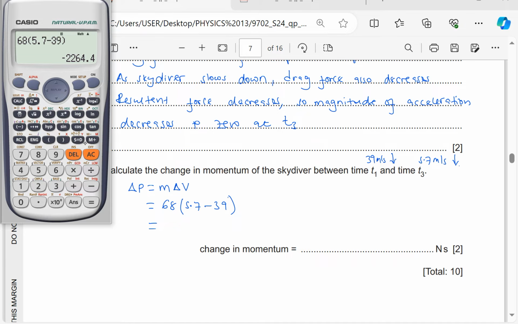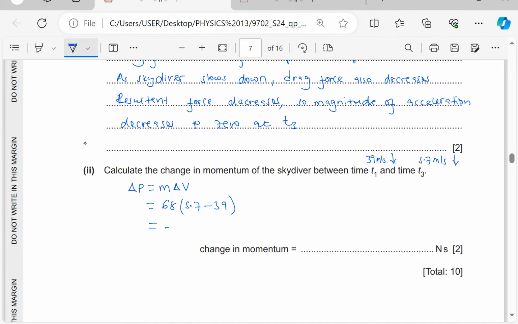which gives us a negative 2264.4, or approximately negative 2300 newton seconds. Of course the negative just implies opposite direction. You can put the negative if you want, but the magnitude is the same. So negative 2300.